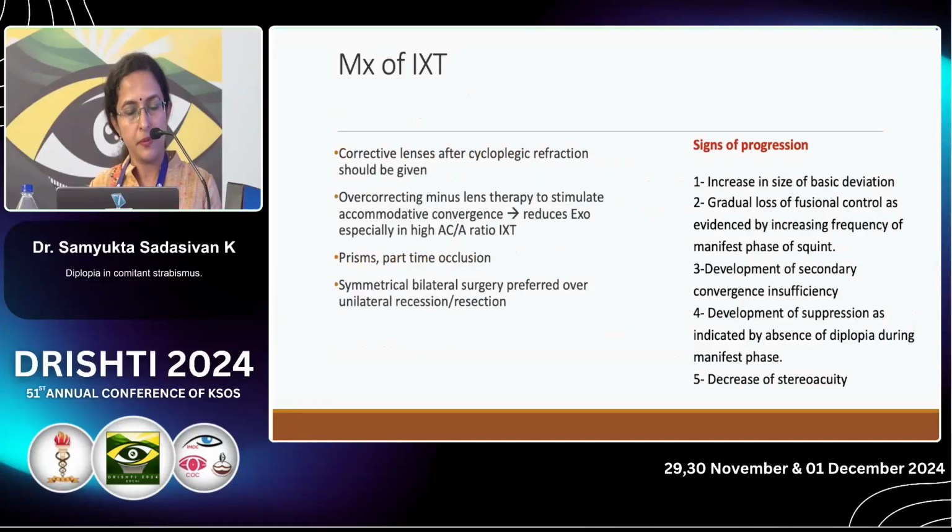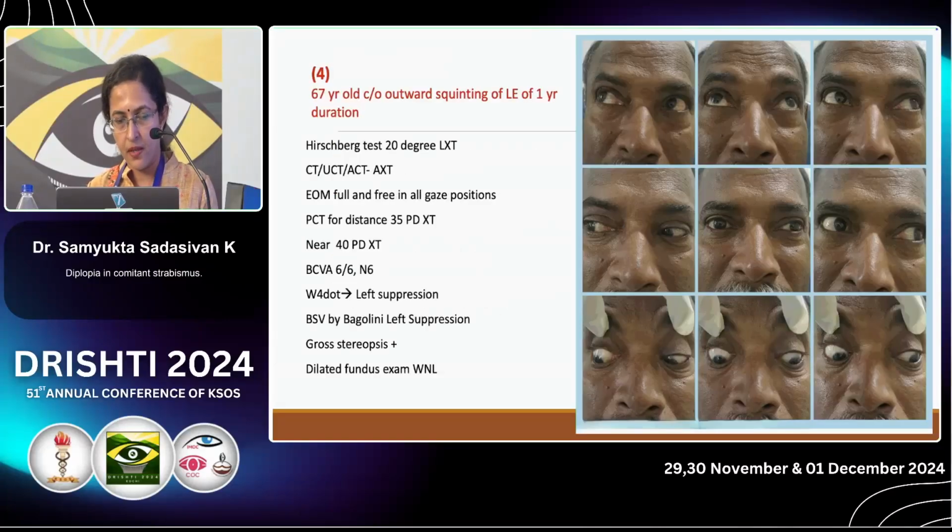Management: start with cycloplegic refraction and give corrective lenses accordingly. Over-minus lens therapy is to stimulate accommodative convergence, and prisms and part-time occlusion can be considered. Finally, you can go for symmetrical bilateral surgery or unilateral recess resect.